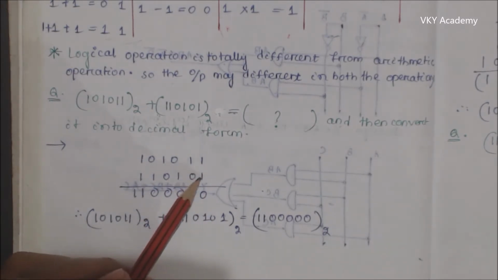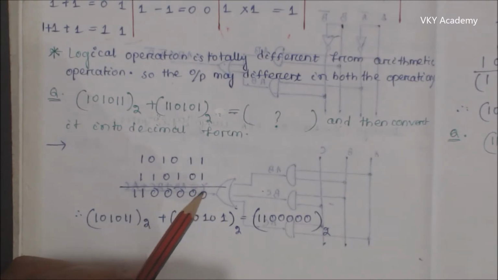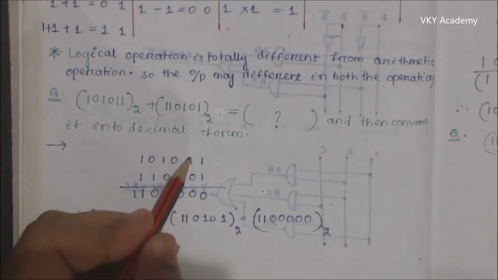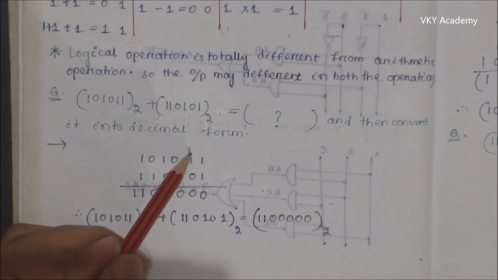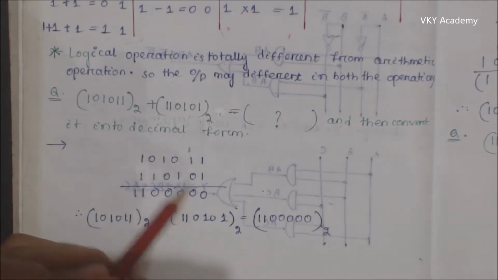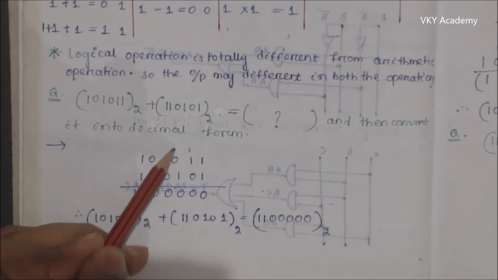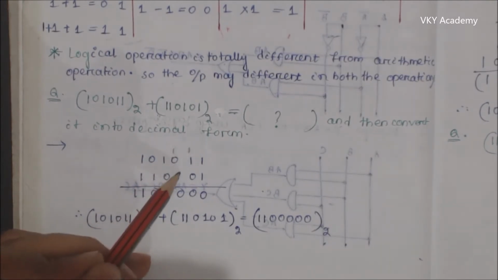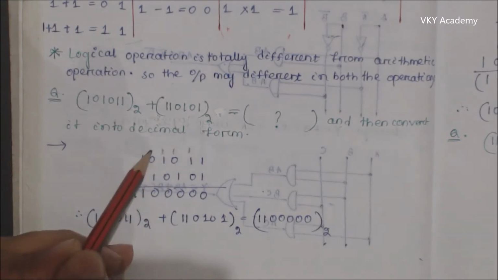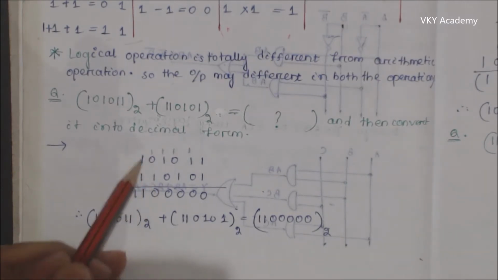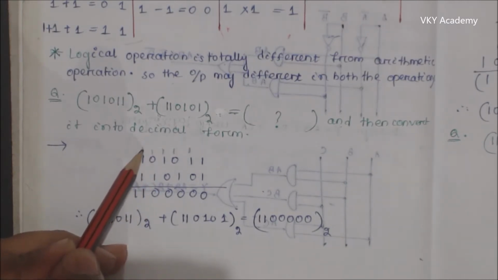1 plus 1 is always equal to 10, where sum is 0 and I have one carry which is equal to 1. Now 1 plus 1, sum is 0 and I have one carry which is equal to 1. Again 1 plus 1, sum is 0, one carry which is equal to 1. 1 plus 1, sum is 0, one carry which is equal to 1. 1 plus 1 is 0 and one carry which is 1.